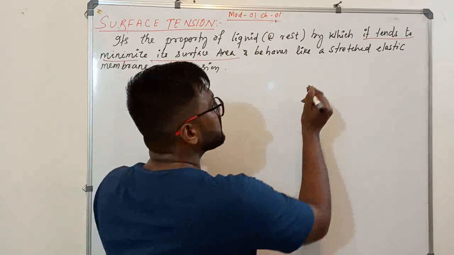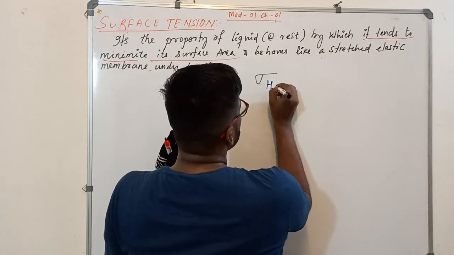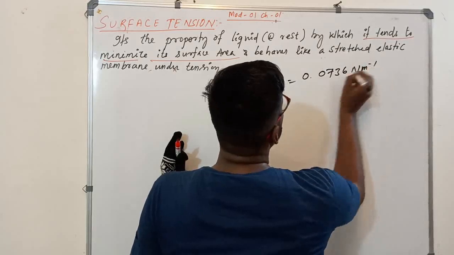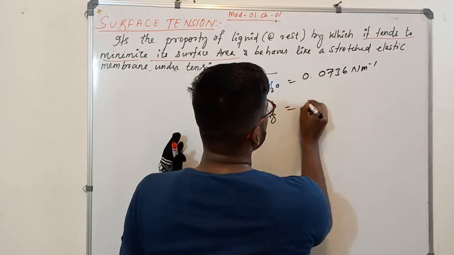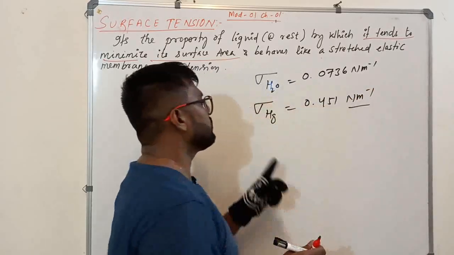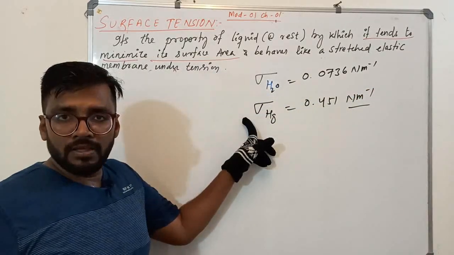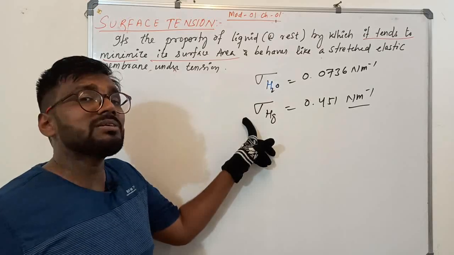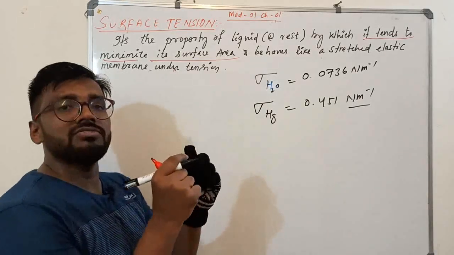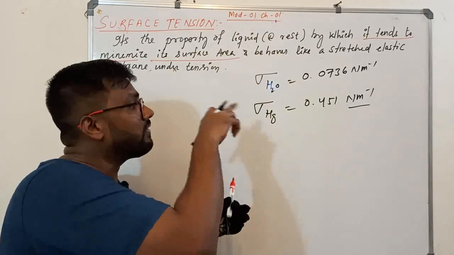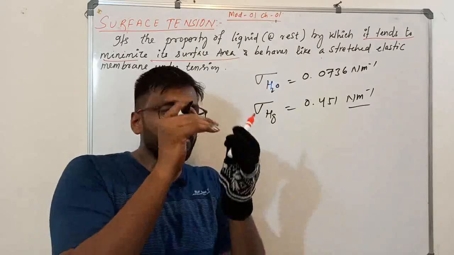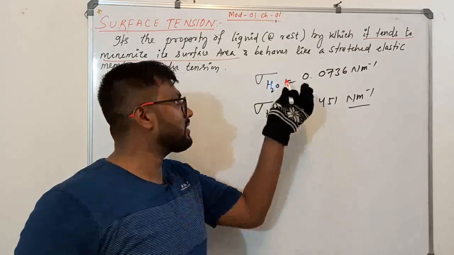What is the value of surface tension of water? Surface tension of water is 0.0736 Newton per meter. What is the surface tension of mercury? Sir, 0.451 Newton per meter. Whose surface tension value is more? Mercury surface tension values are more. Because mercury is having more surface tension value, that means what? Their molecules are more closer, more stronger, more cohesive force. That's why the shape of mercury you will find will be more spherical. They won't easily get flattened like water they do.